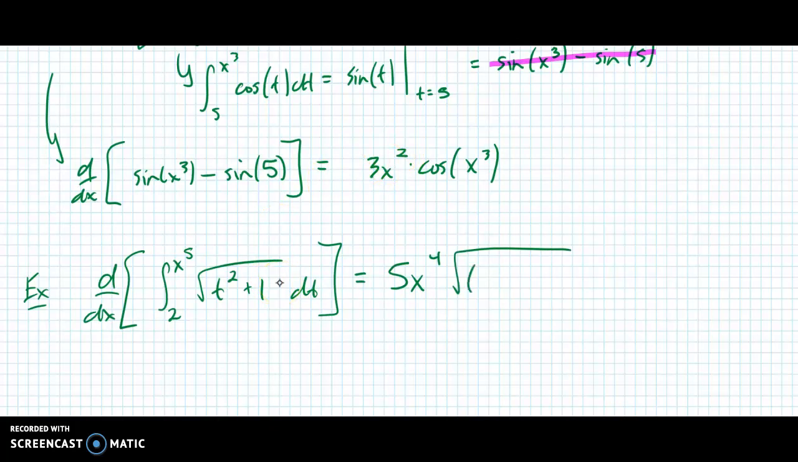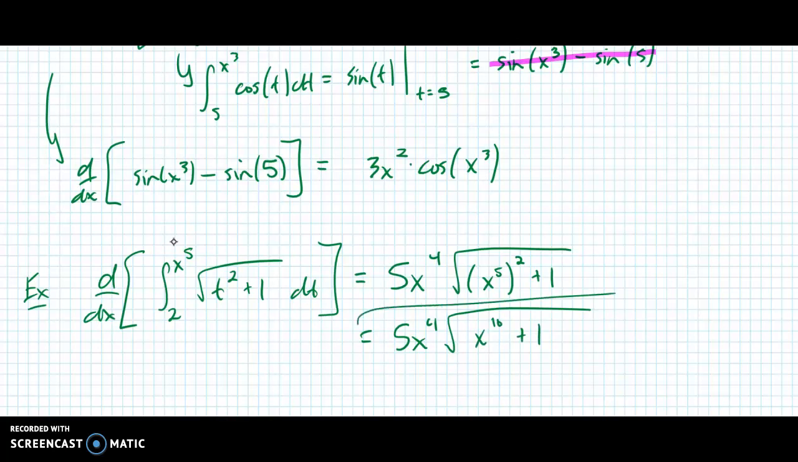So f of t is root t squared plus 1. And what goes in there? This x to the 5th. So that actually simplifies to 5x to the 4th times the root of x to the 10th plus 1. And that's my answer, and I can get there super quickly using the second FTC.